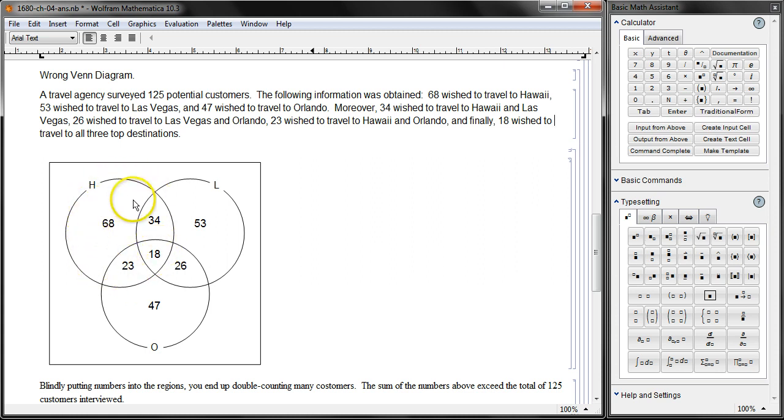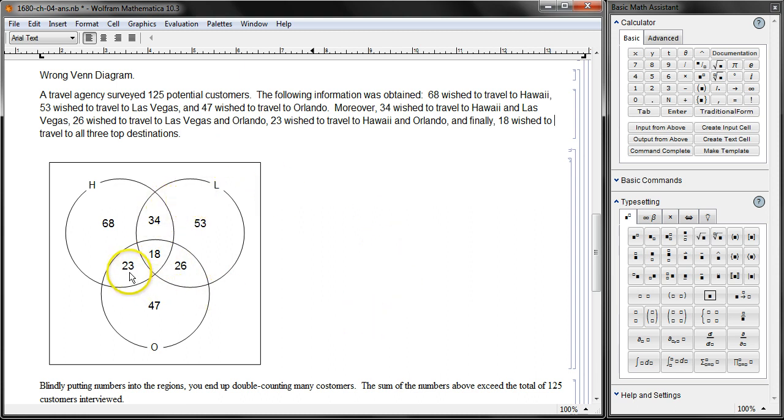corresponds to entire H circle here. Not just here, but this 68 includes the people who want to go to Las Vegas and Hawaii, or all 3 destinations, and so on and so forth. So 68 here, this is wrong number. 68 must be shared by all these. And some of them are already counted, double counted, so you have to subtract appropriately. And the same goes for 53, which should be shared by entire circle here.